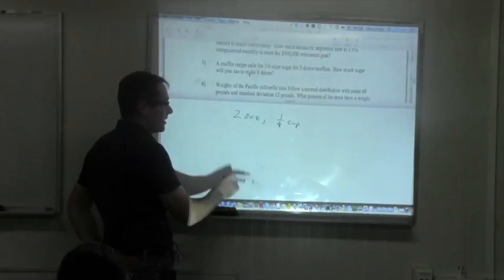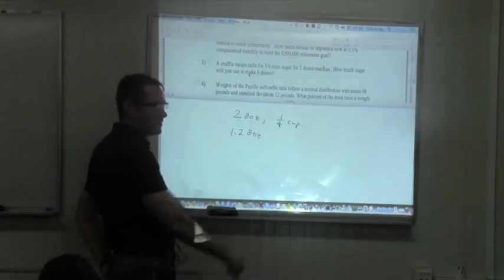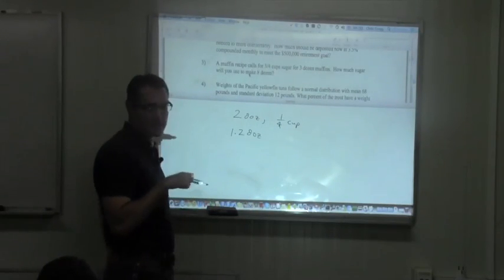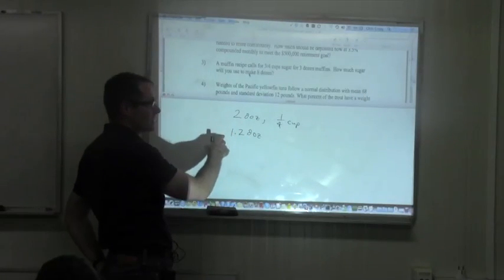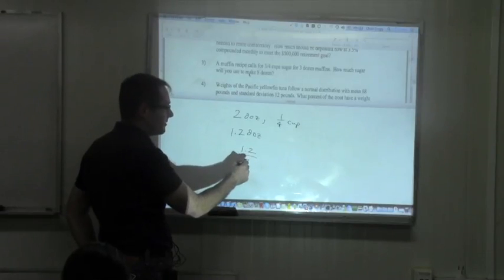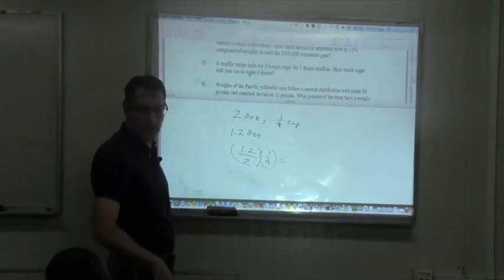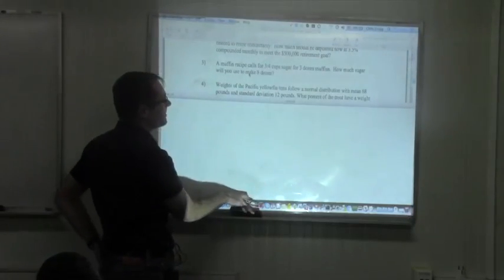So let's say you wanted to go from 2 dozen to, I don't know, 1.2 dozen for some reason. You wanted fewer cookies. It wouldn't really normally make sense, but you'd go, well, that's actually less than half, so it's going to be a number smaller than 1. 1.2 divided by 2 times 1/4 gives you the amount. So let's see if we can do that for this problem.